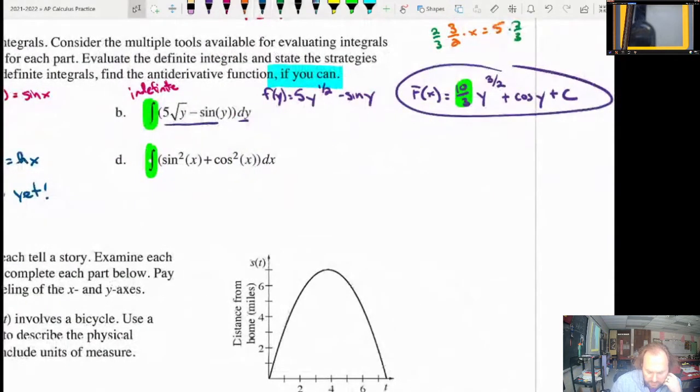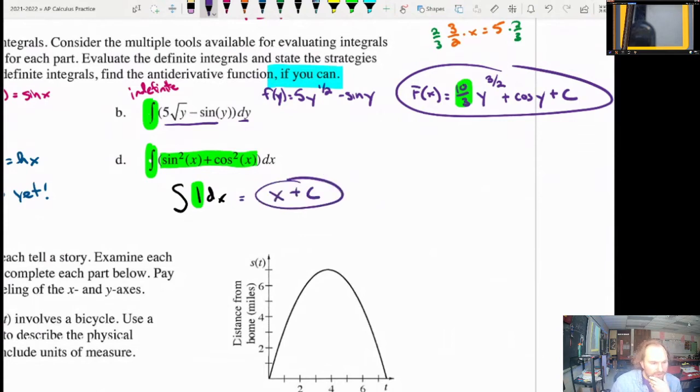Sine squared plus cosine squared. Actually, these also, I don't think we know how to do these either. Oh, actually, this one's totally easy. This one does require that you know probably the only trigonometric identity that I think you should know and should memorize. The sine squared plus cosine squared, this is the antiderivative of 1 dx, because the sine squared plus cosine squared is equal to 1. So this is going to just be x plus c. That is the antiderivative that we require there, capital F of x.